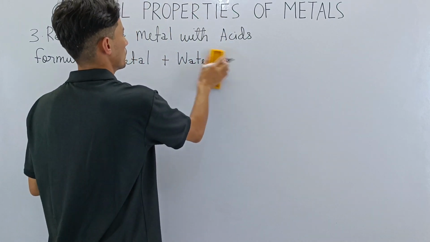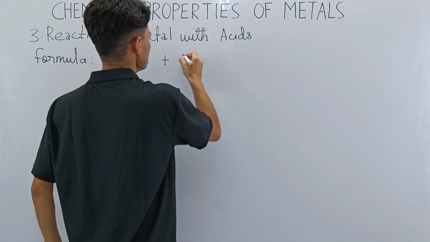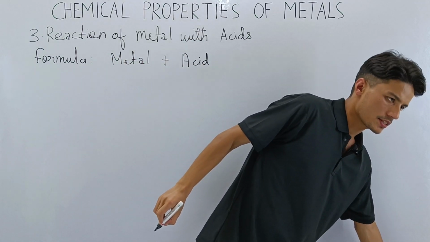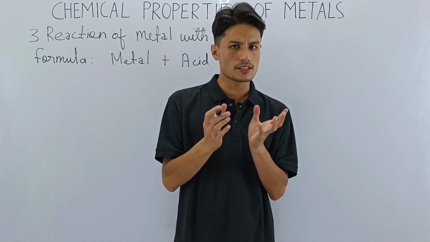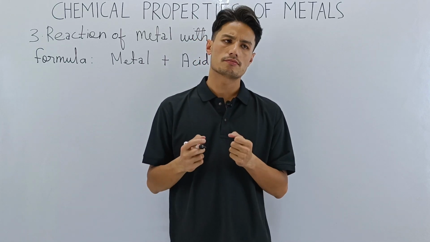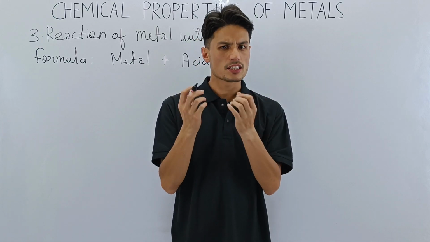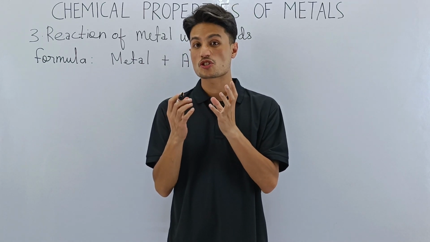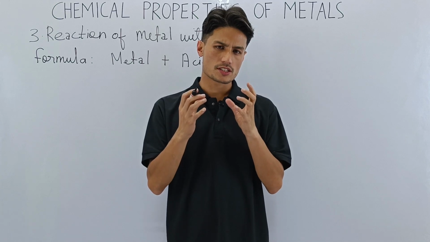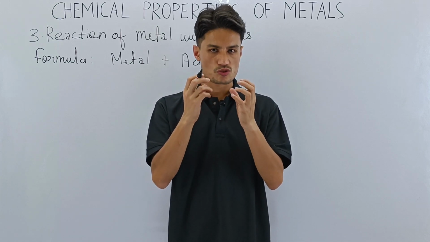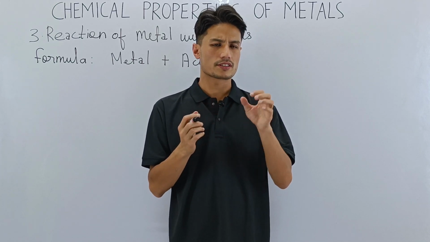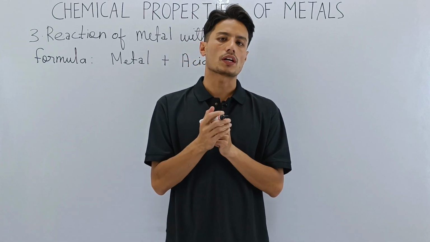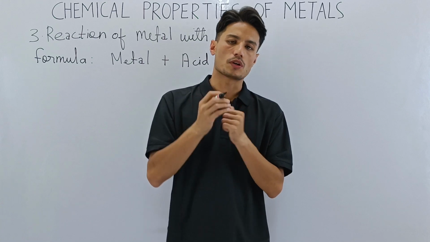Alright, metal plus, not water now, metal plus acid. Now, there are two types of acid. We have got dilute acid and concentrated acid. So what is the difference between dilute acid and concentrated acid? The difference is in their strength. Remember, concentrated acids are very strong, whereas dilute acids are not that strong, because they are mixed with water. They have been diluted with water.